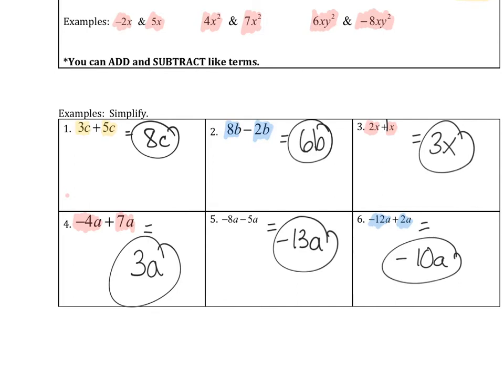So don't forget to carry along the variable along with it, and then you can just add and subtract like terms if you find that they are alike.